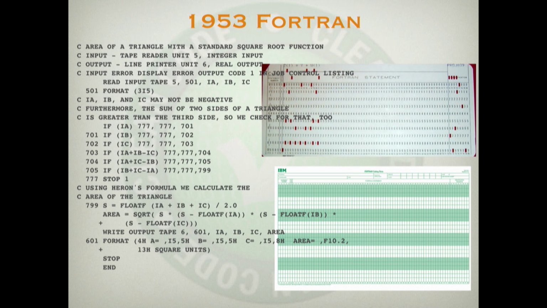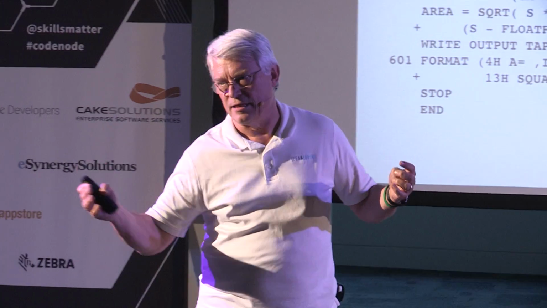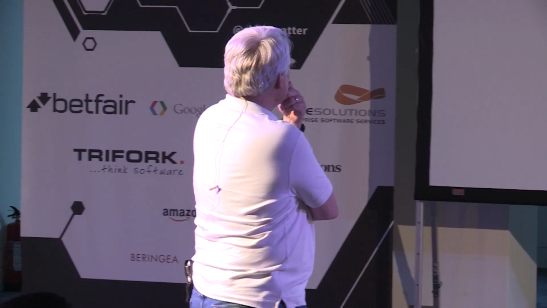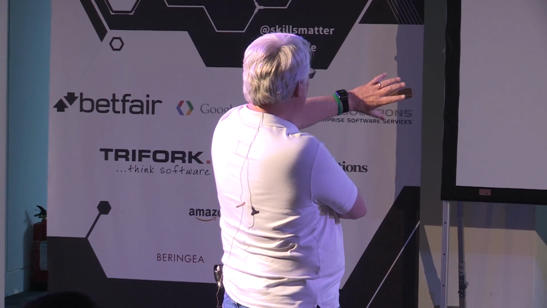So, for example, look at this if statement here. If IA plus IB minus IC is negative, then jump to line 777. If it's 0, jump to line 777. And if it's positive, jump to line 704. That was how we did if statements in Fortran in 1953 and 1960 and 1970 and so on. You can kind of see the way this code looks.